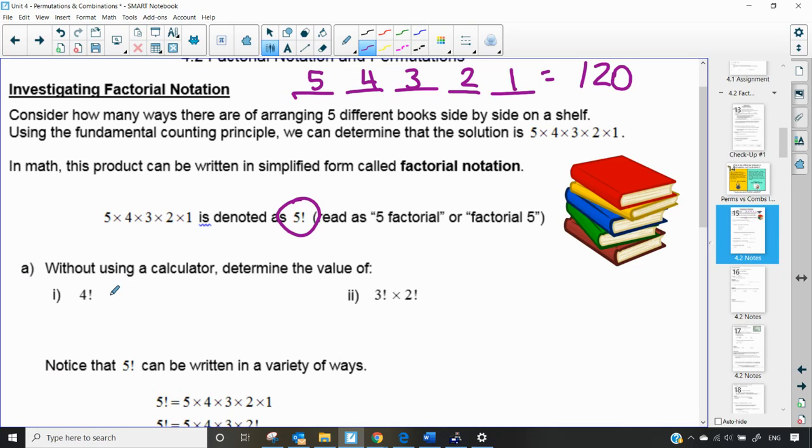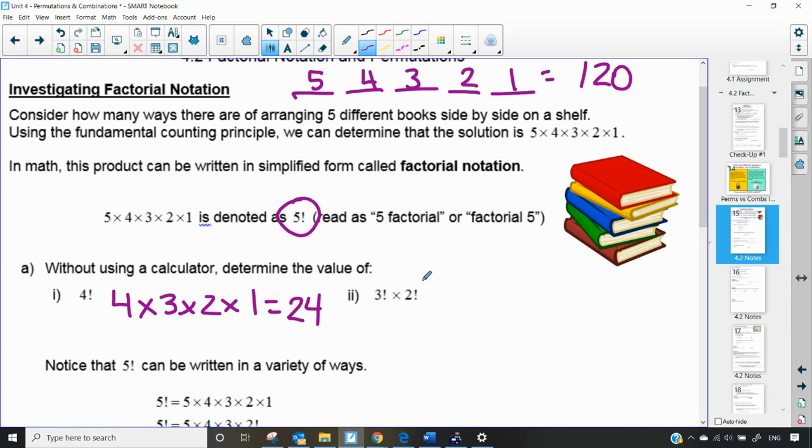So the first question here says to write or to figure out 4 factorial without using a calculator. Well, 4 factorial means 4 times 3 times 2 times 1. Well, 4 times 3 is 12. 12 times 2 is 24. And times 1 is still 24.